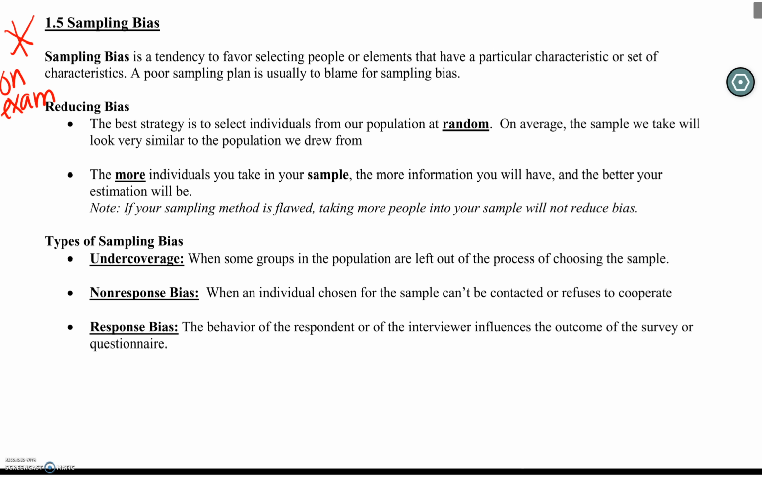The last one here is response bias. In response bias, this is when there's some reason that people are going to give us some misinformation, whether it's them and their behavior or something that we're doing as an interviewer that is influencing it.